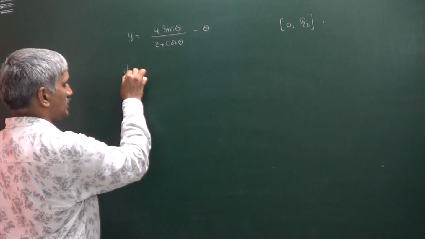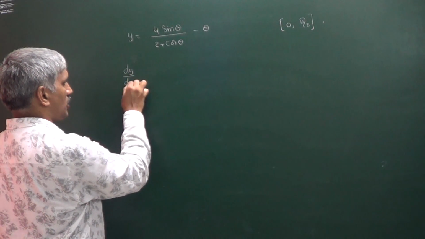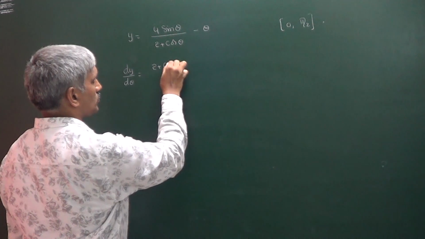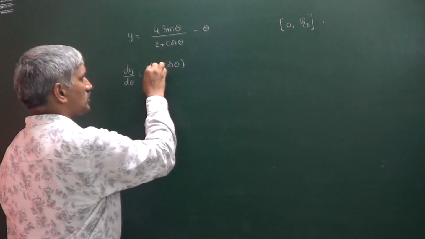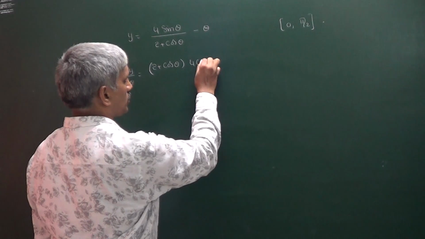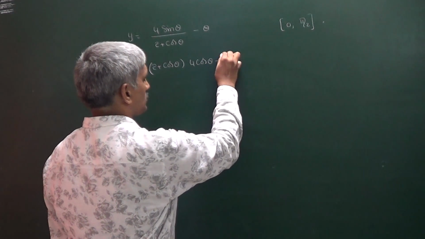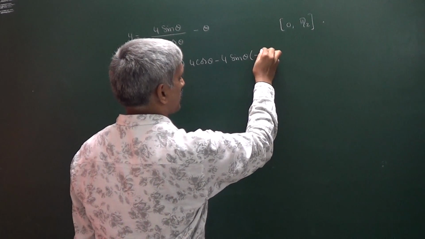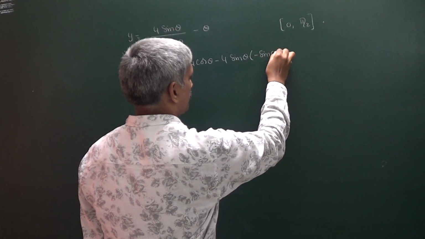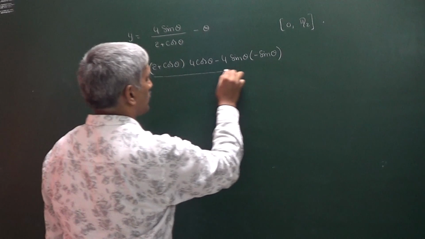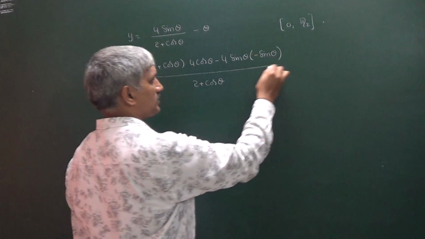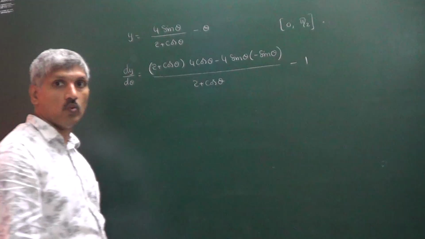Okay, find the differentiation. dy by d theta is equal to, by the u by v rule, 2 plus cos theta into 4 sin theta, differentiation is 4 cos theta, minus 4 sin theta into 2 plus cos theta, differentiation minus sin theta, whole divided by 2 plus cos theta whole square, minus theta, differentiation is 1.